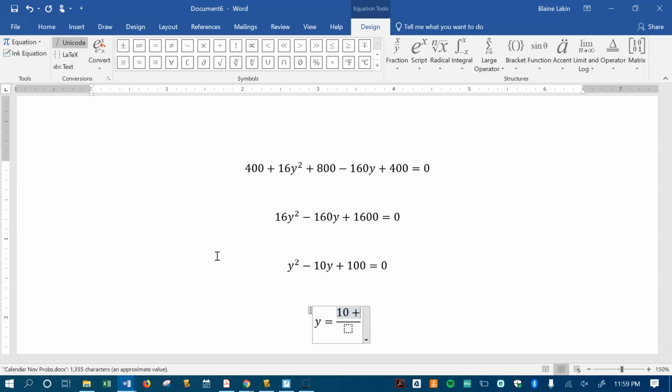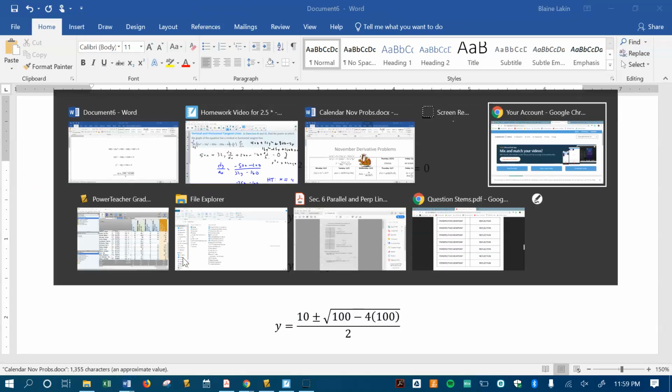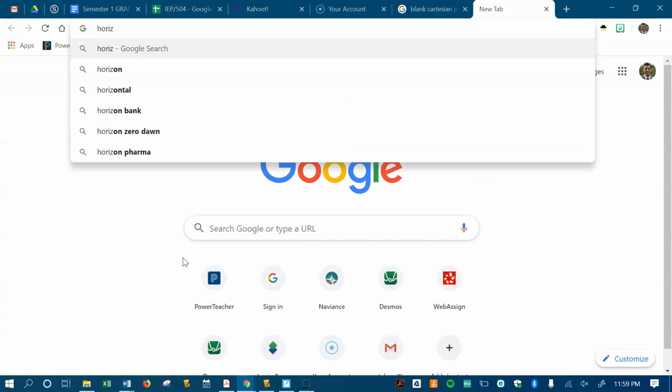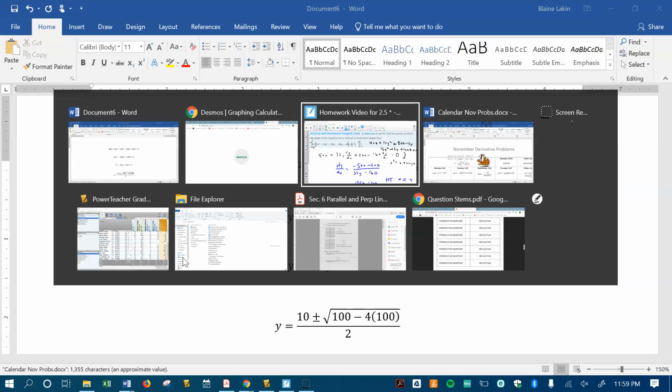Alright, let's just do it. 10 plus and minus the square root of 100 minus 4 times 100. That means it's not 1. Interesting. All divided by 2. Let's check this on decimals and make sure that that's true. That can't be true. I feel like I just messed up.